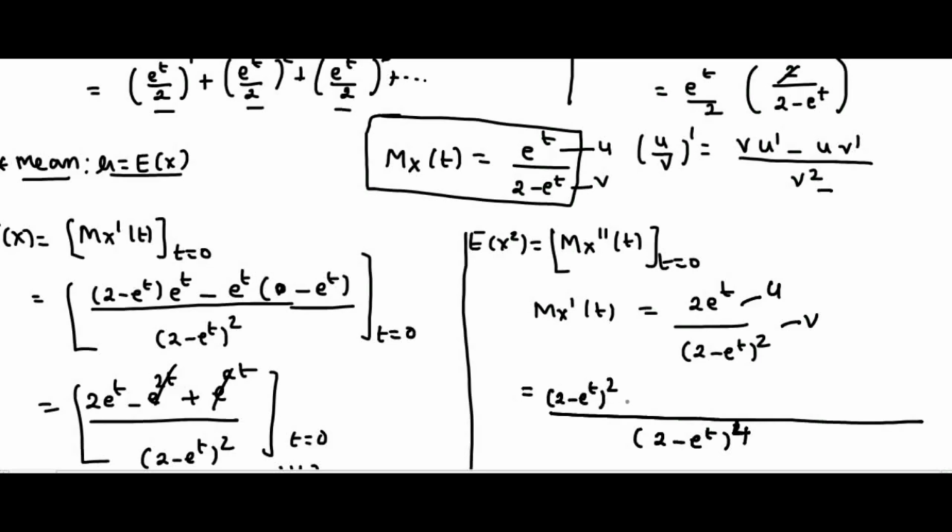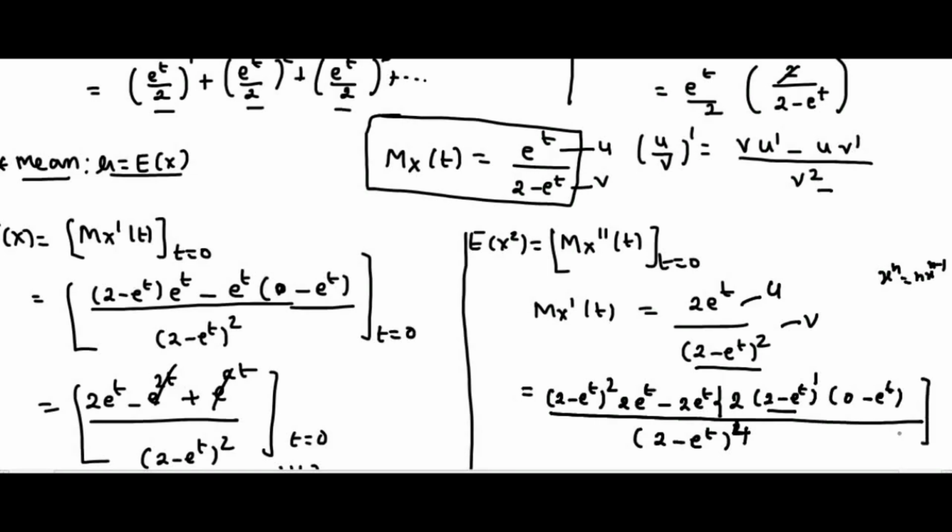Differentiation of u: 2 is a constant, take it outside, and the differentiation of e power t. Minus, now u as it is. What is u? 2 e power t. Here we have to differentiate with respect to t. How to differentiate this? We consider this as x. What is the derivative of x power n? n into x power n minus 1. Here n value is 2, so 2 into e power t power 1. After that we differentiate this, and we get 0 minus e power t.